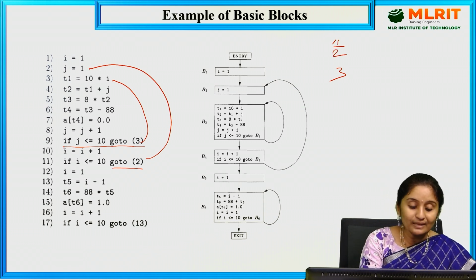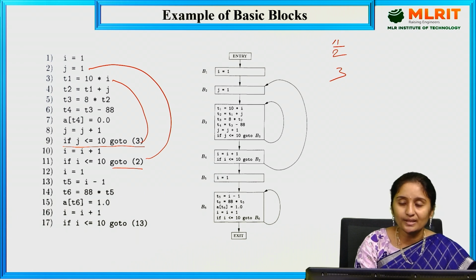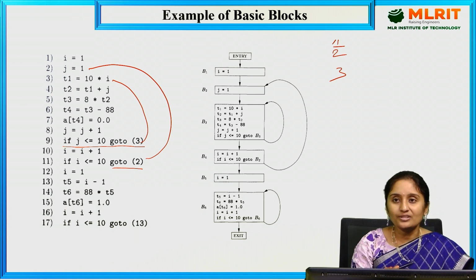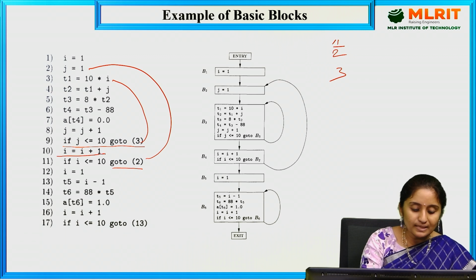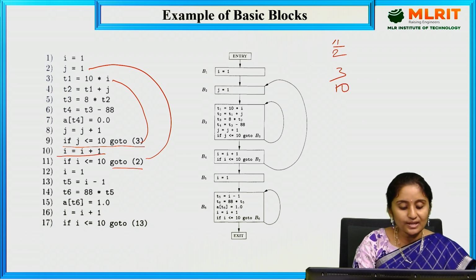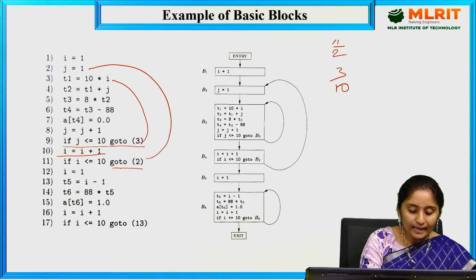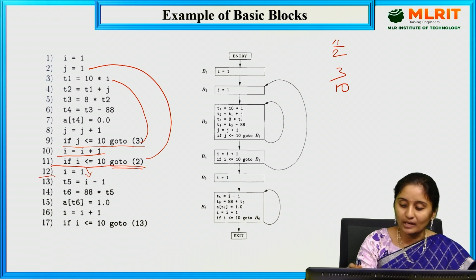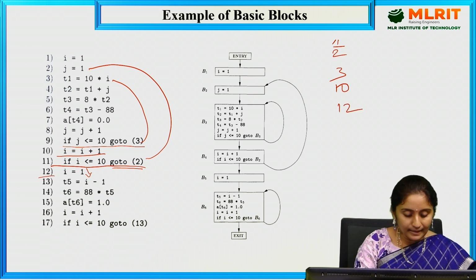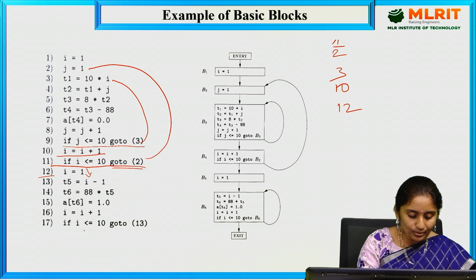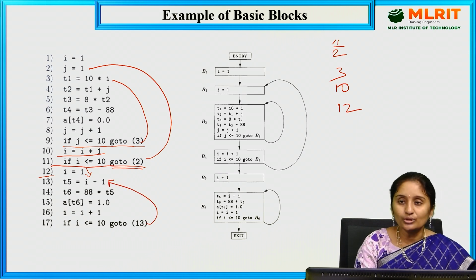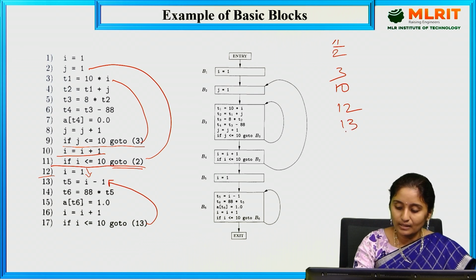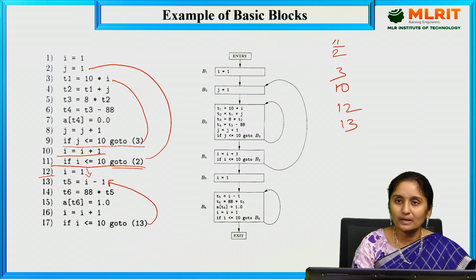Now after this target branch, after the branching instruction, whatever statement is there will also be a leader. So this 10th statement is also a leader. Again I have a go to statement. After this go to statement, the statement which is there will also be a leader. The 12th one is also a leader. Do I still have any go to statements? Yes, here I have go to 13th line. So the 13th statement is also a leader.